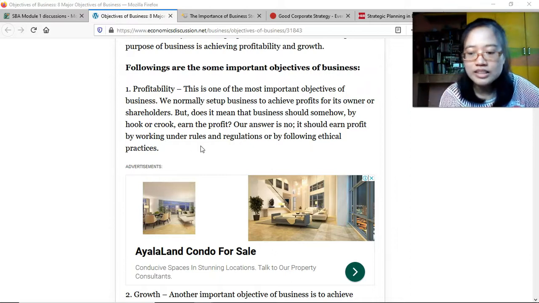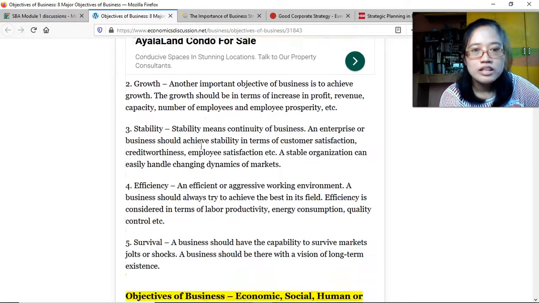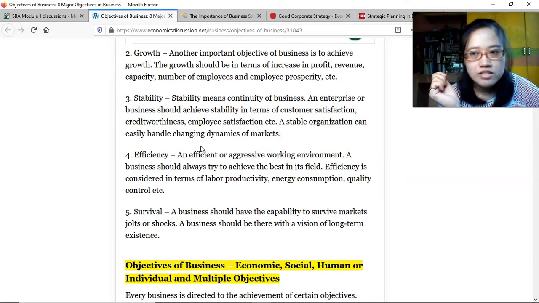Okay. Anyway, next we have growth. Another important objective of business is to achieve growth. The growth should be in terms of increase in profit, revenue capacity, number of employees, and employee prosperity. Of course, the increase in customer base would redound here, increase in profit. If you have increase in profit, then that must mean that you've gotten more customers as well, or you've retained them, you have repeat customers, okay?